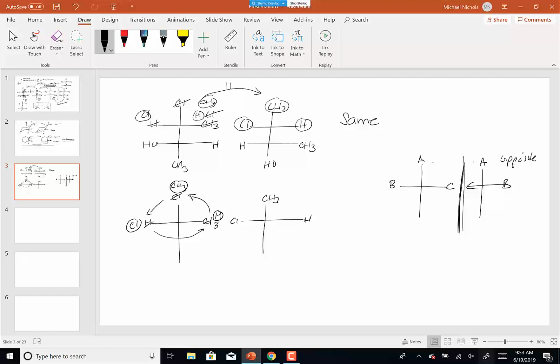So what about the bottom carbon then? Same. So we could get that by switching or by rotating.